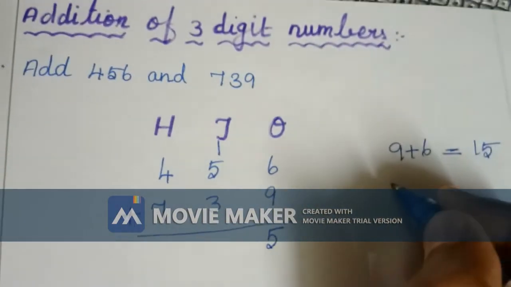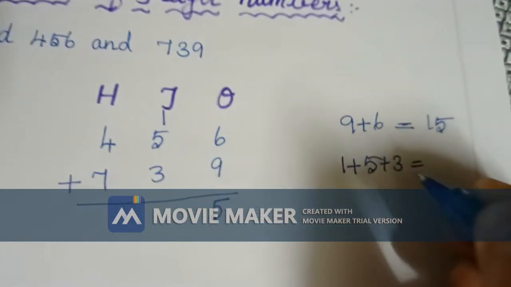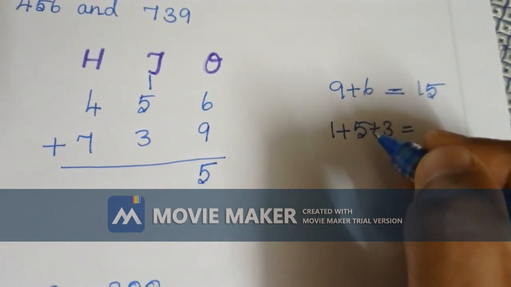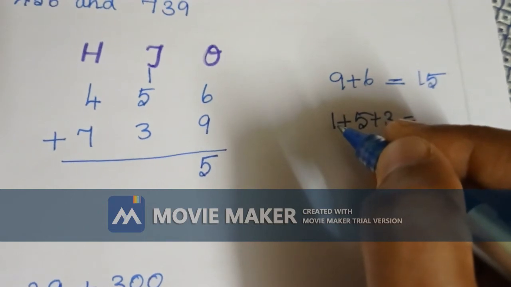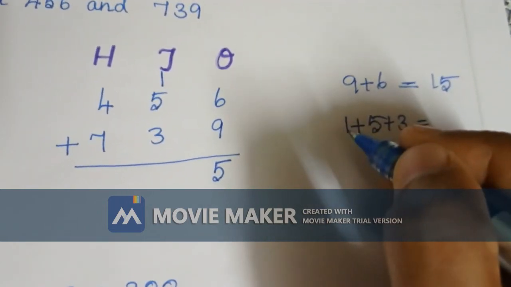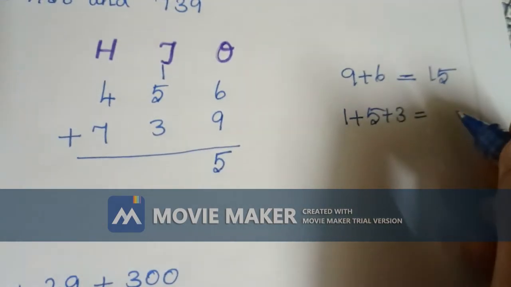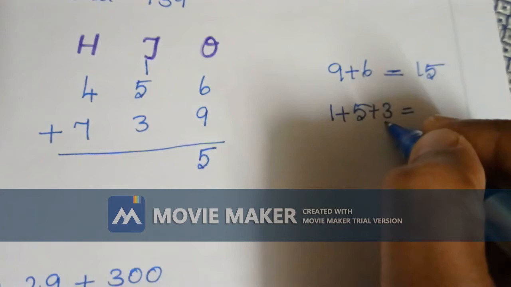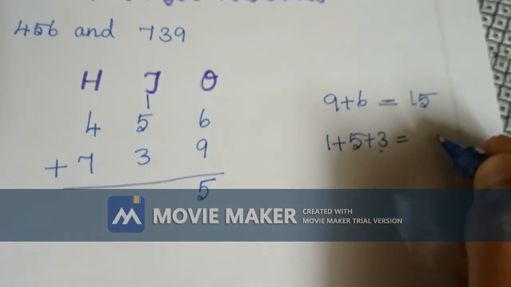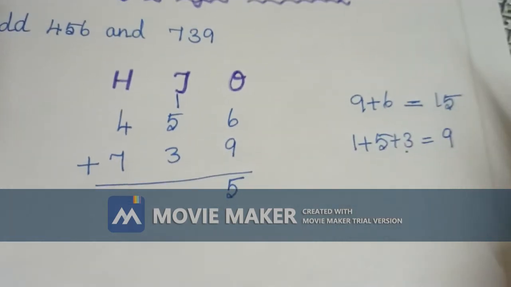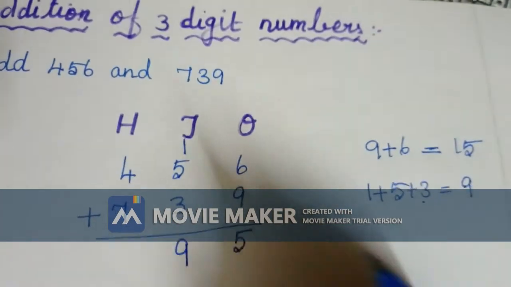Now children, the next step is to add the digits in the tens place. That is 1 plus 5 plus 3. Keep the bigger number, 5, in mind, and take the smaller number, 1, on your fingers. So 5 and 1 more is 6. Keep this 6 in mind and take the smaller number 3 on your fingers. So 6 plus 3 gives us 9. So 9 tens. You can write 9 in the tens place.